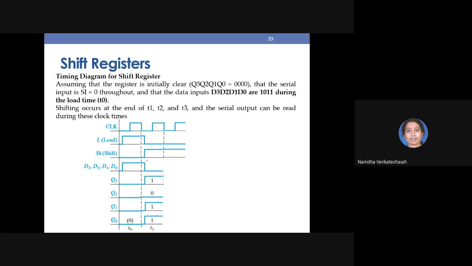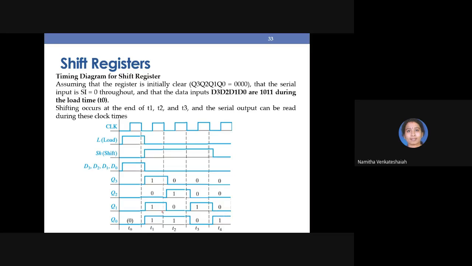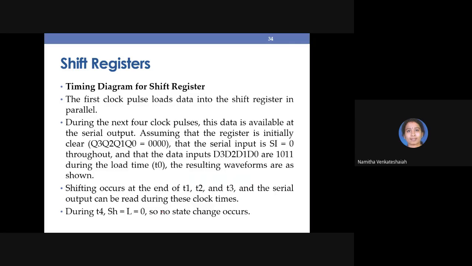Look here, shift is high. So what happens? The SI is 0. That will get right shifted. SI will come and sit in Q3, Q3 will come and sit in Q2, Q2 will come and sit in Q1, the previous value of Q1 will come and sit in Q0. And the process will get repeated. Till what? Till shift is high. That's all. That's what is told in the timing diagram. Okay. Same thing is explained here.